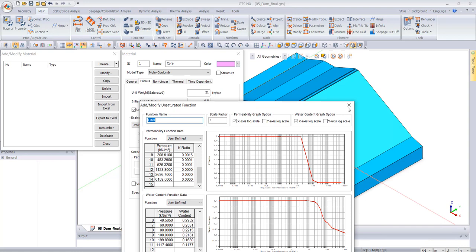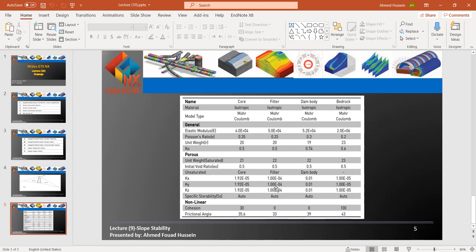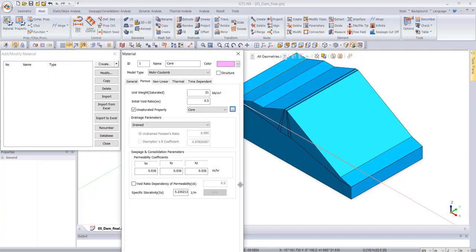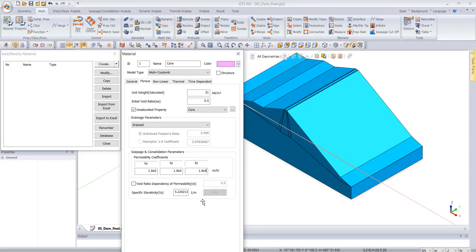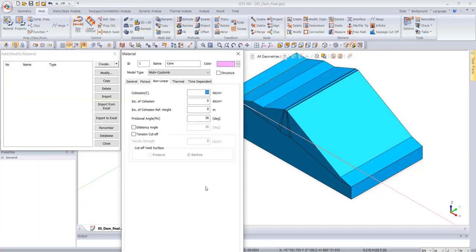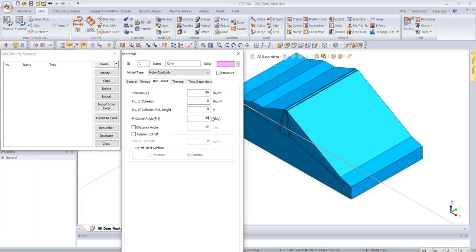We can share this file. And I will start to add our core parameters. So the unsaturated material comes from the core and it's drained. And the coefficient of permeability here in this case is 1.9E-5. And since it's isotropic material, it's equal in all directions. And specific storage, he takes it as 0.2, so it's fine. We go to nonlinear material, it's 30 and 35.6. We take the dilatancy angle to be 5, it's fine, and we can say apply.